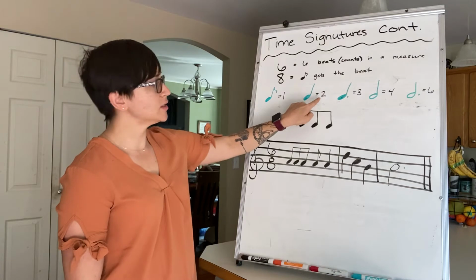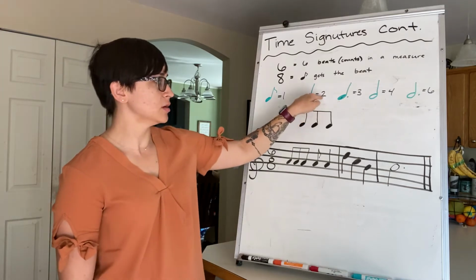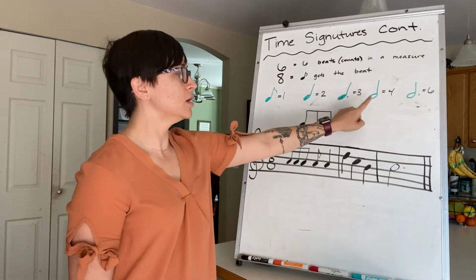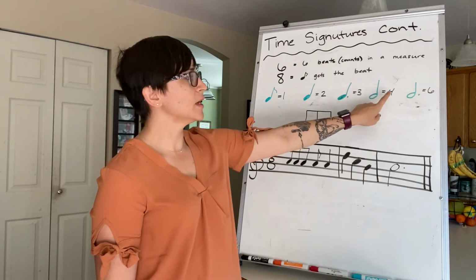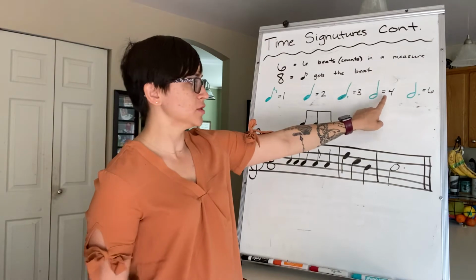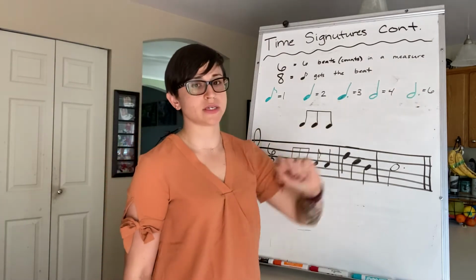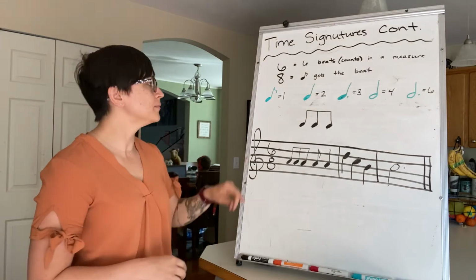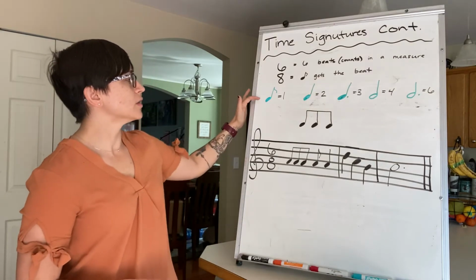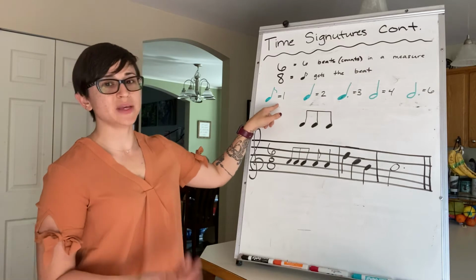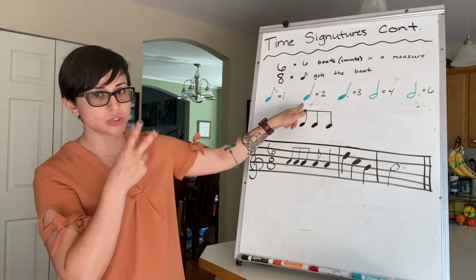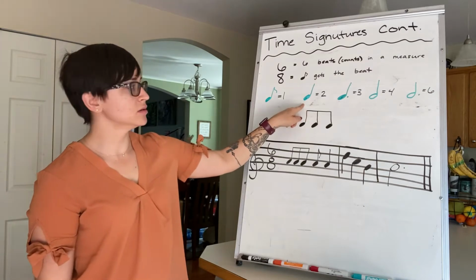That means your 8th note gets a full beat in this time signature. A quarter note gets 2 beats. A dotted quarter note gets 3 beats. A half note gets 4 beats. And a dotted half note gets 6 beats. You have to do a little bit of math to figure this out, right? Because if your 8th note gets 1 beat, how many 8th notes does it take to make a quarter note? 2. That's why that gets 2 beats.